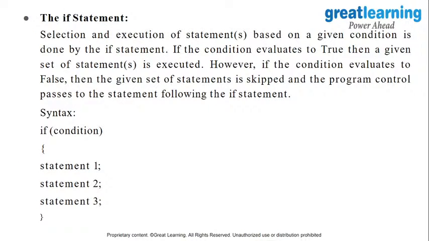So the selection and execution of statements based on the given condition is done by the if statement, okay? If the condition evaluates to true, then a given set of statements is executed. However, if the condition evaluates to false, the given set of statements is skipped and the program control passes to the next statement, right? So if you see the syntax, if the condition is true, then we perform these statements, else we will skip all these statements.